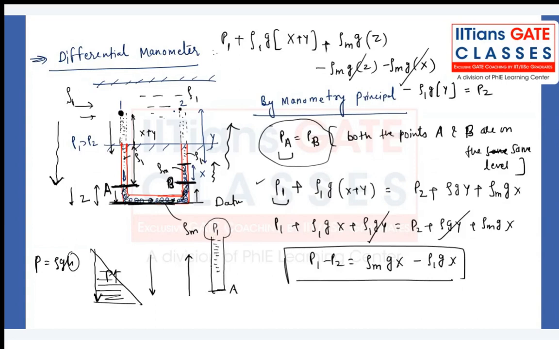You think like this. Height is what? X plus Y. Which is a liquid? Rho m. So what will I write? Everyone knows that: P1 plus rho 1 g into X plus Y.